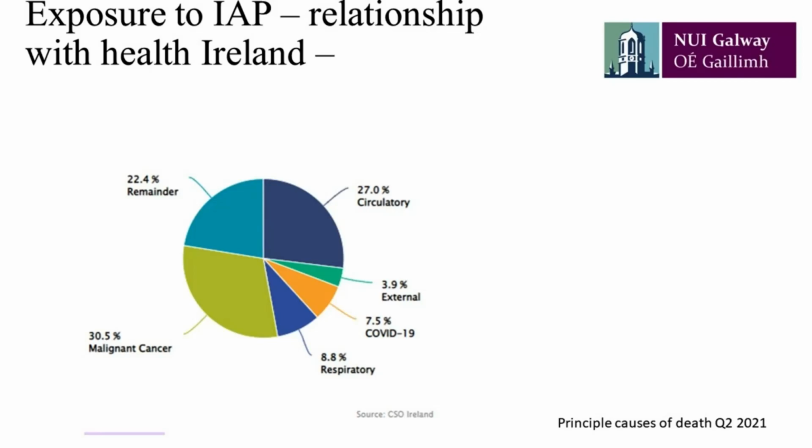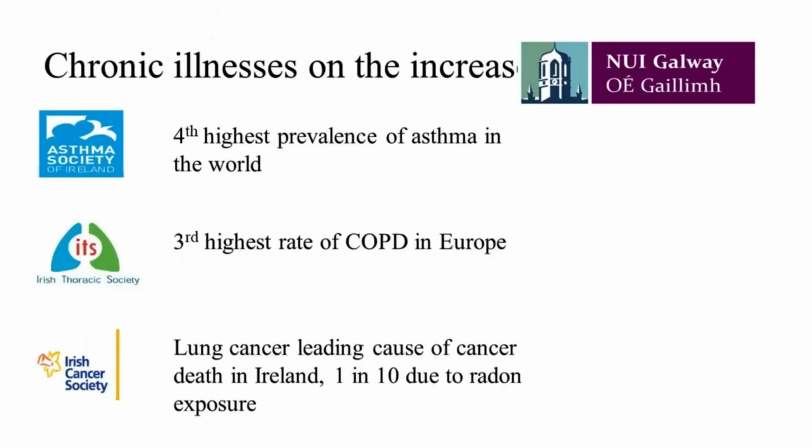But these are the principal causes of death in Ireland. Statistics from Q2 2021. And you can see that respiratory and circulatory diseases make up most of the principal causes. Now, we know as well that chronic illnesses are on the increase, and Ireland has the fourth highest prevalence of asthma in the world. We have the third highest rate of COPD, and of course, lung cancer is the leading cause of cancer death in Ireland.